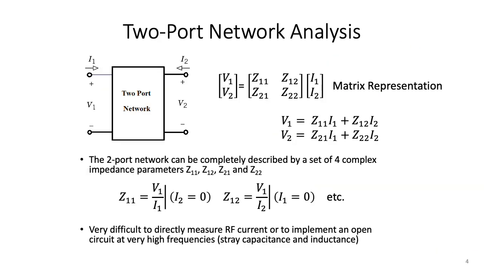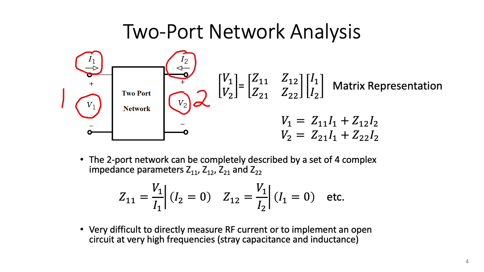So how does one characterize an N-port linear network? Here's an example of a two-port network in which I have an input port 1 and an output port 2. Across the input port, there's a voltage V1 and an input current I1, and across the output port number 2, there's a voltage V2 and a current I2.